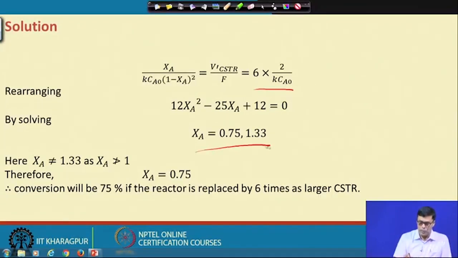So we can solve this quadratic equation. We find two values, one is 0.75 and 1.33. Now, a conversion of more than 100% is not possible. So we take 75%, so X A is 75%. Previously the conversion was 50%, and when we increase the volume 6 times, then the conversion will be 75%. So this is how we can solve this equation.